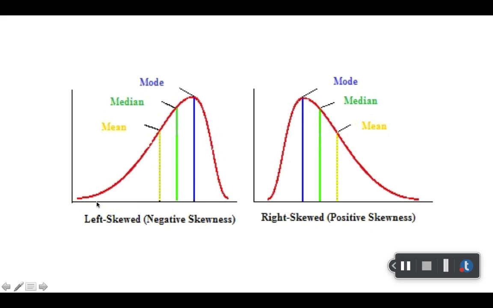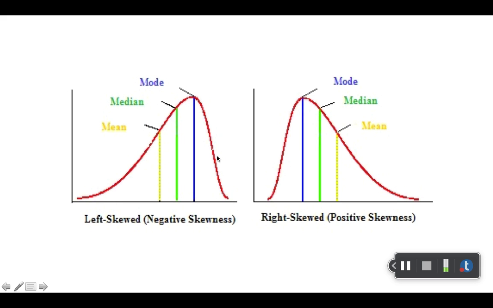So here's a left skew, or negative skewness, and then the right skew here, because the tail is on the right-hand side. I feel like it's really counterintuitive, and even when I'm reading and looking at it, I always flip it in my mind. So please make sure you keep that straight.